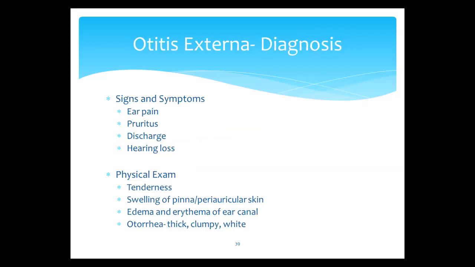Signs and symptoms for diagnosis: we're really going to have a lot of ear pain, itching, and discharge. There's hearing loss because you're not getting air conducted onto the tympanic membrane at all, so the ear is essentially blocked. On physical exam, swelling of the pinna can happen, but mostly it's tenderness when you palpate the ear. Edema and erythema of the ear canal, and then you get this clumpy white ear discharge.